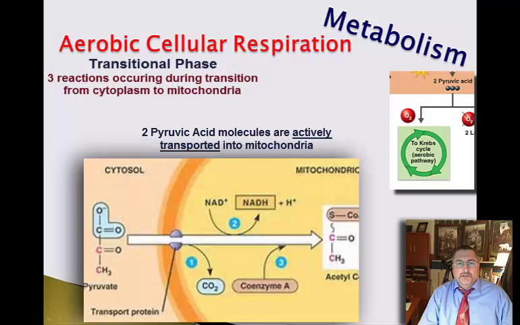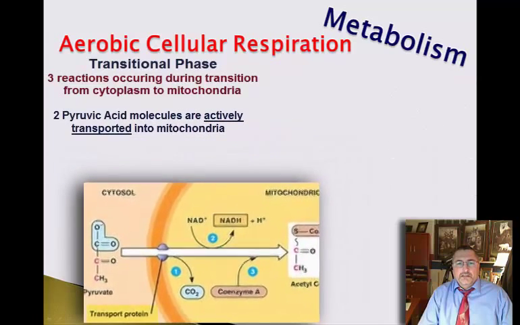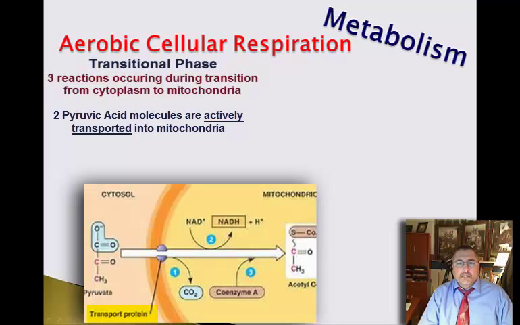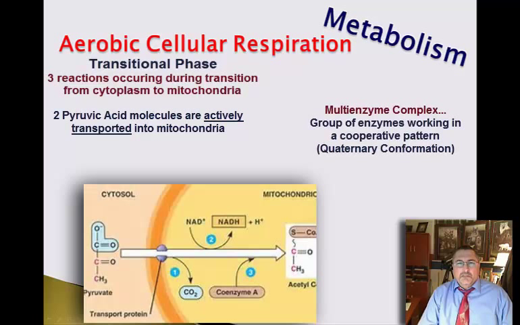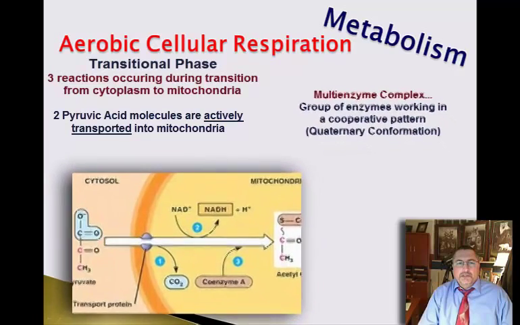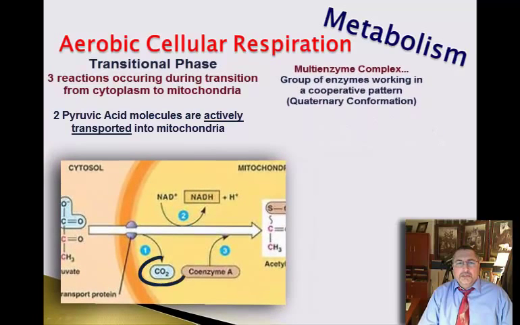It's going from a region of lower concentration to a region of higher concentration, and it is requiring a carrier protein and energy in the form of ATP. In this case, it requires a transport protein and ATP to bring those pyruvic acid molecules into the mitochondria. Now, each pyruvic acid molecule will be catalyzed by a multi-enzyme. What is a multi-enzyme? That's a great example where we have more than one enzyme working in a cooperative way. Remember quaternary structure? So we have a multi-enzyme that results in first a decarboxylation.